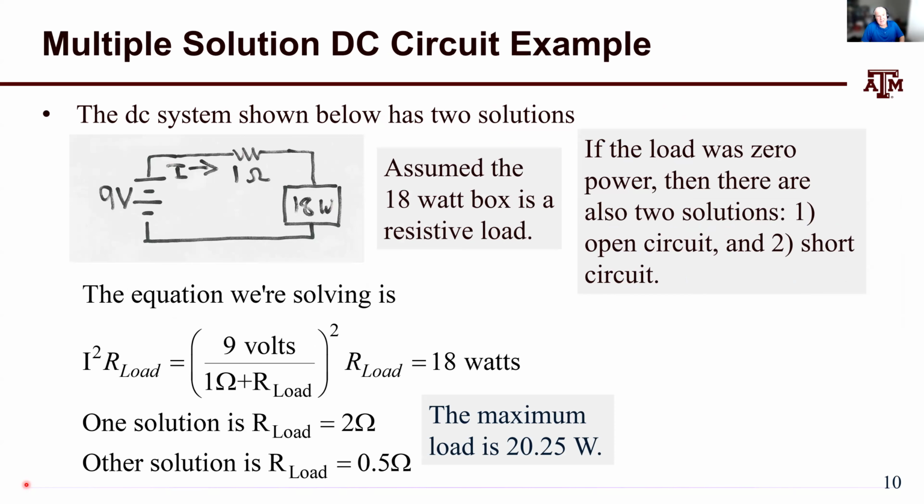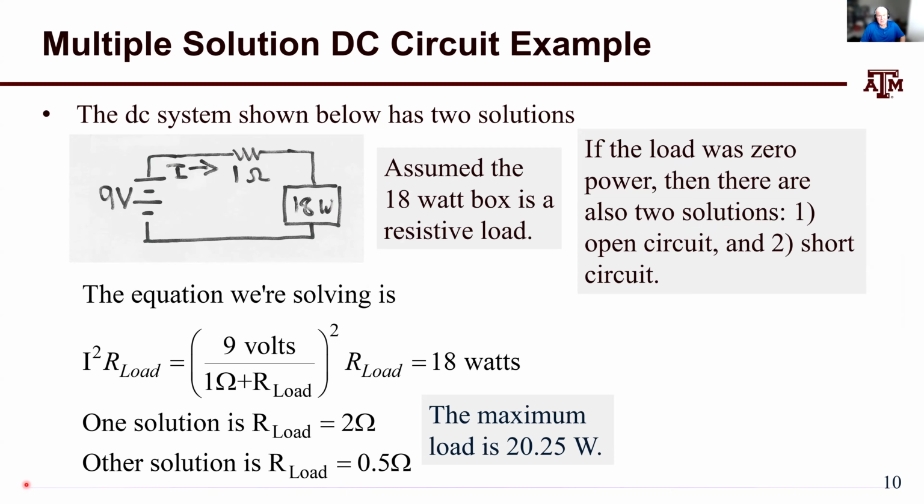To give you a simple example of this, let's say I've got a 9-volt battery with 1 ohm of internal resistance, and I want to supply a load that is consuming 18 watts, and say it's a resistive load. There's actually two solutions to this relatively simple problem.